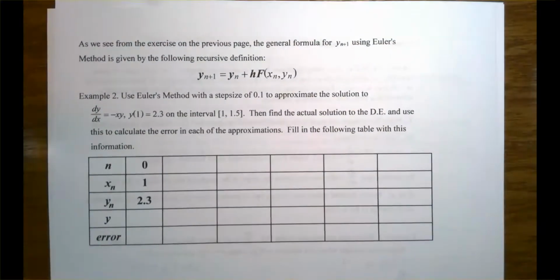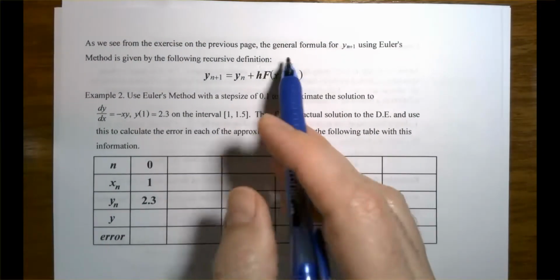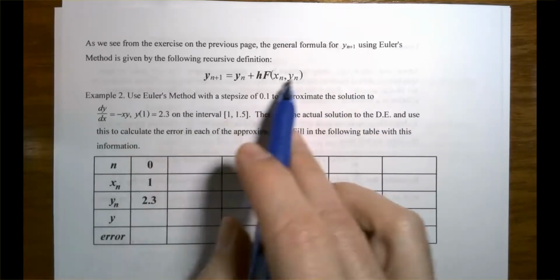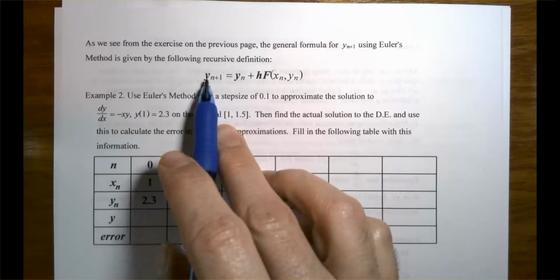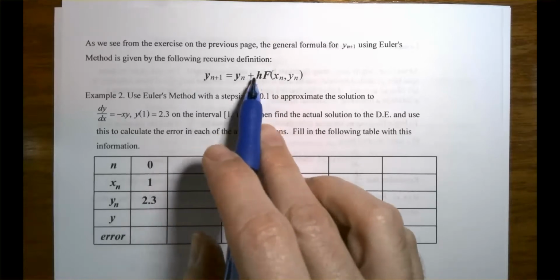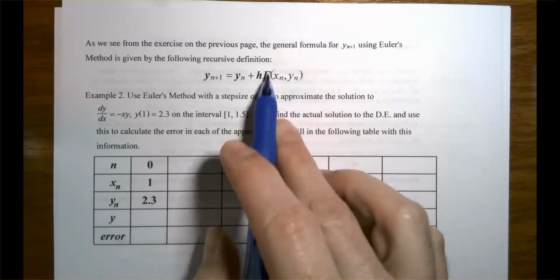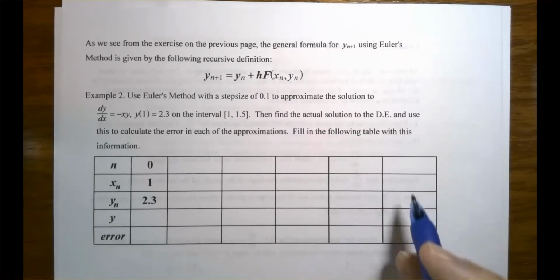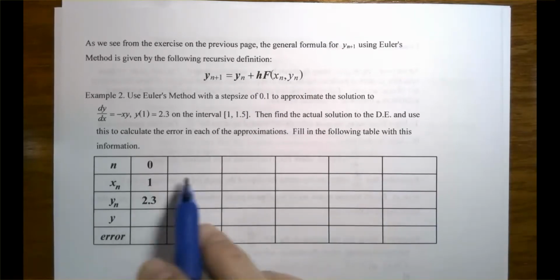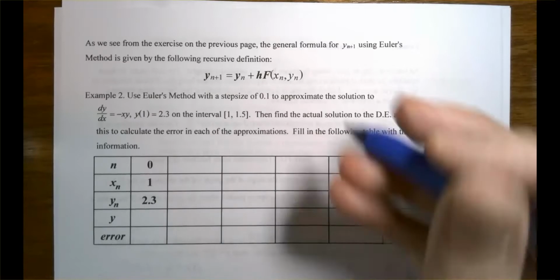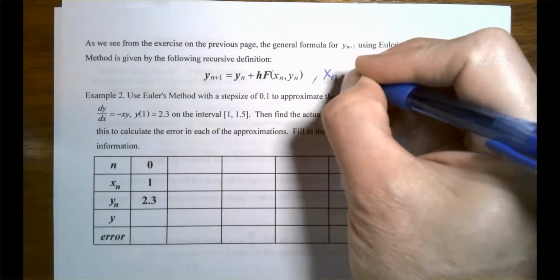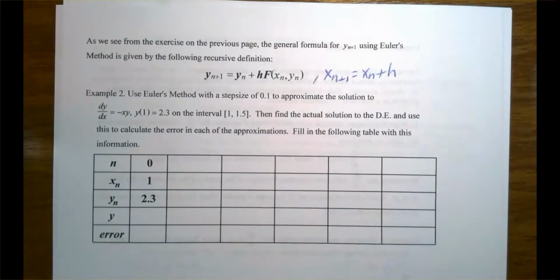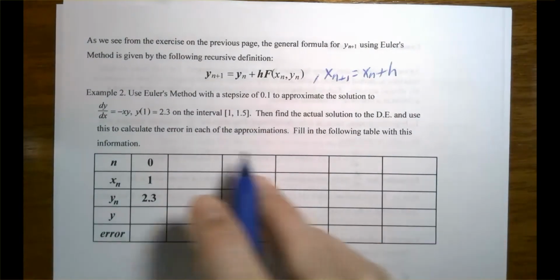And you see on the next page, as we can see from the exercise on the previous page, the general formula for y sub n plus 1 using Euler's method is given by this recursive definition. Your n plus first y value is just your nth y value plus h times your function, your derivative at your previous coordinates, your previous point. So we can use that to fill in this table. And again, the new x_n's, I didn't even include the formula because it's just the old. I'll go ahead and write it up here. The x sub n plus 1 is just the old x sub n plus h, not a lot to that. So I can fill in that real quick.